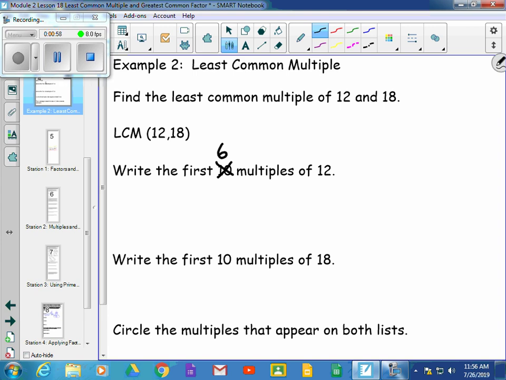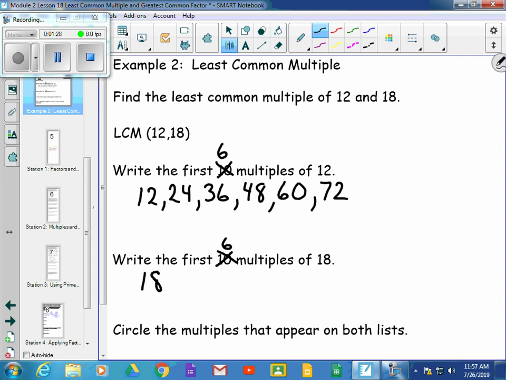When listing multiples of 12, we're going to say, all right, the first number will be 12 times 1, which is 12. 12 times 2. 12 times 3. 12 times 4. 12 times 5. And 12 times 6. We're then going to list out the first 6 multiples of 18.